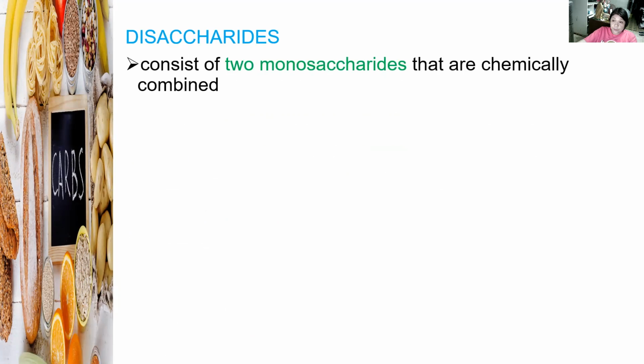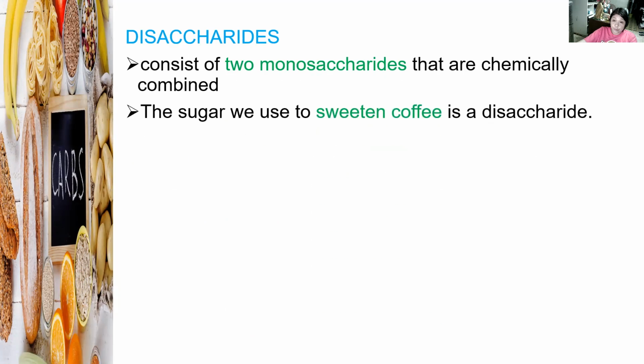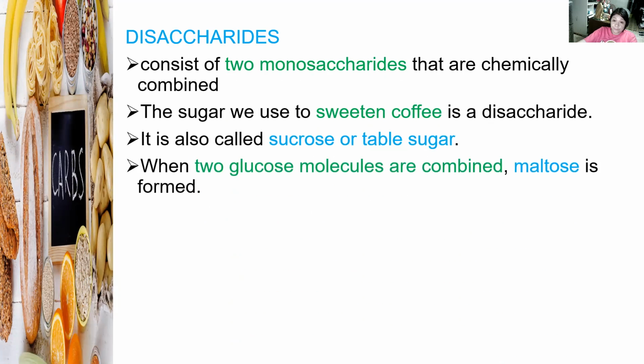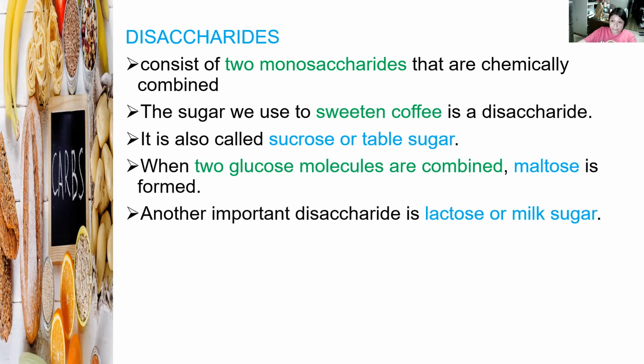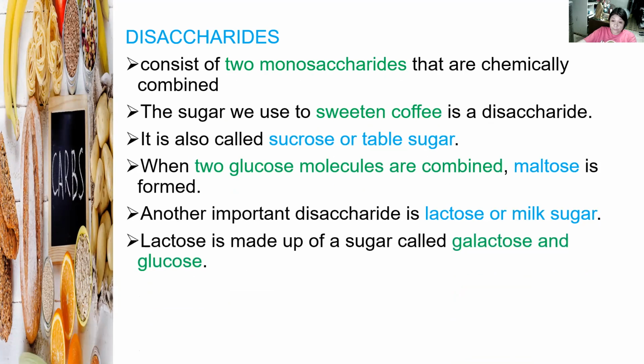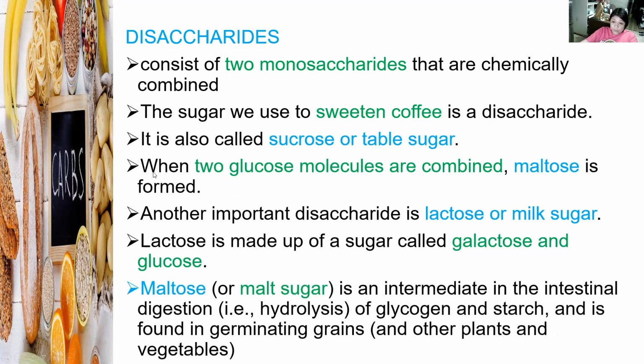Disaccharides consist of two monosaccharides that are chemically combined. The sugar that we use to sweeten coffee is a disaccharide. It is also called sucrose or table sugar. When two glucose molecules are combined, maltose is formed. Another important disaccharide is lactose or milk sugar. Lactose is made up of a sugar called galactose and glucose.